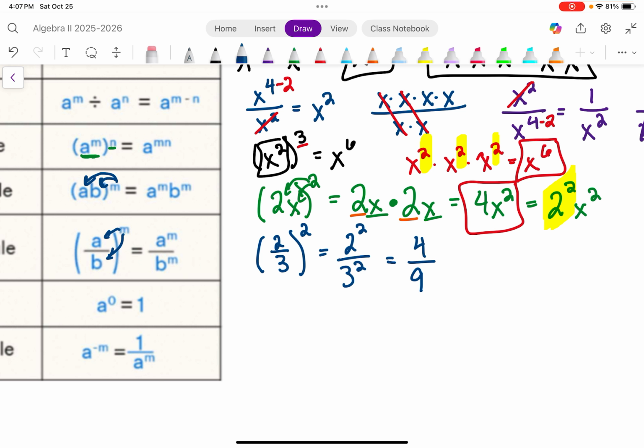The reason that works is because 2 over 3 squared means we have 2 over 3 times 2 over 3. And if you multiply your fractions straight across like you should, you would get the same answer, 4 over 9. So that's why you have to apply it to both the numerator and the denominator.